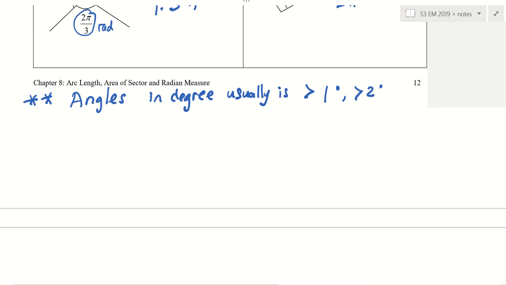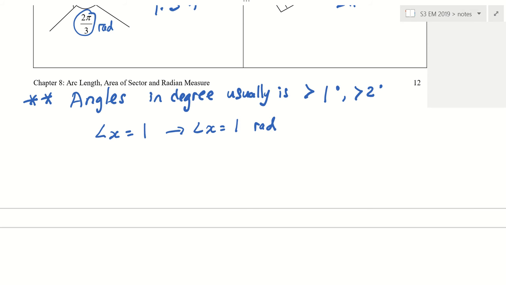Now, why is this important? Let me give you an example. If I tell you angle x equals to 1, can you guess is this in degree or radian? I think this is in radian. Now, why am I talking about this? Because many of you will start to ask, teacher, answer is 2. Can it be 2 degree? No. Do you know how big is 2 degree?